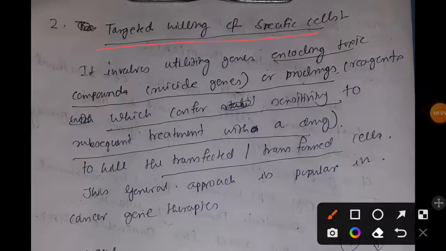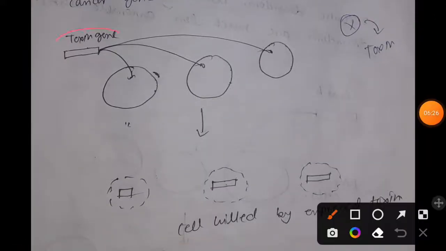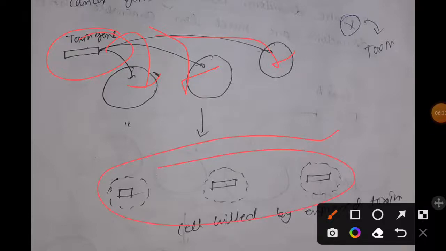That means by using gene therapy we are not replacing the gene, or just correcting the gene, but sometimes we can also destroy the cell. Upon addition of the toxic gene in the cell, it will facilitate the destruction of the cell.